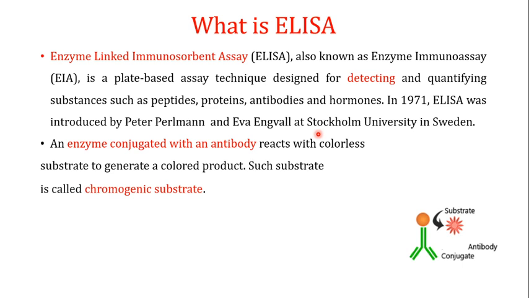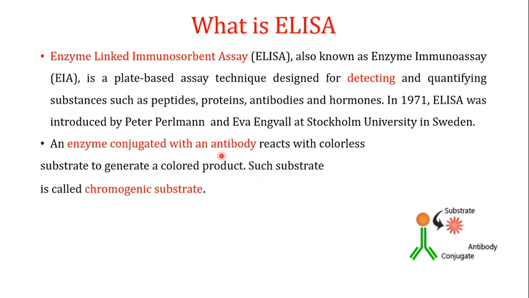Now what happens in ELISA is that you are using an enzyme conjugated with an antibody. In this particular case, you will be having an antibody, as you can see over here. That antibody will be attached to an enzyme, and that enzyme will be acting on a substrate, which is a colorless substrate. And when the enzyme acts on this colorless substrate, you will be getting a color product, and that color product is telling you about the detection and the quantification of the target in your sample.